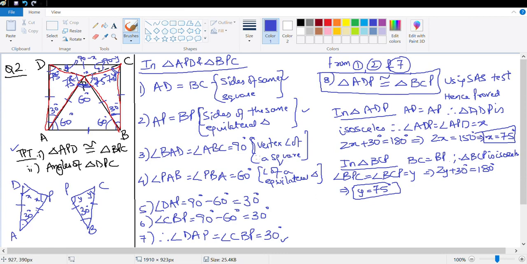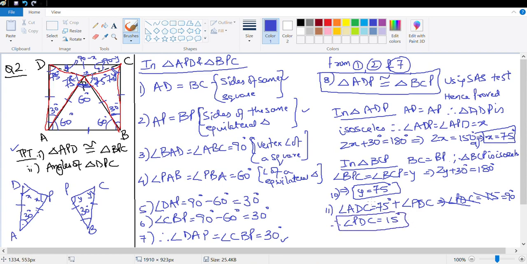Perfect. So now to calculate this angle, right? So this was number 8. Let's call this number 9. Let's call this number 10. Number 11. Angle ADC is equal to 75 degree plus angle PDC, which means angle PDC is equal to, ADC is equal to, I will need to write this is equal to 90 degree. Therefore, angle PDC is equal to 90 minus 75, which is 15 degree. So this angle is 15 degree.